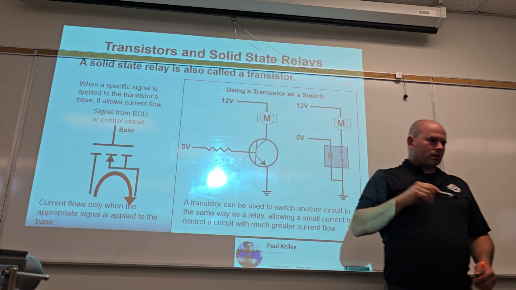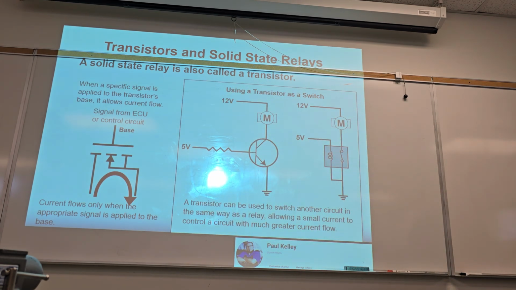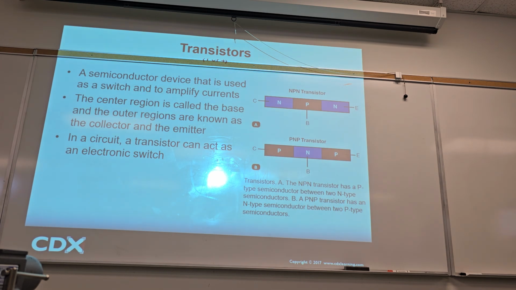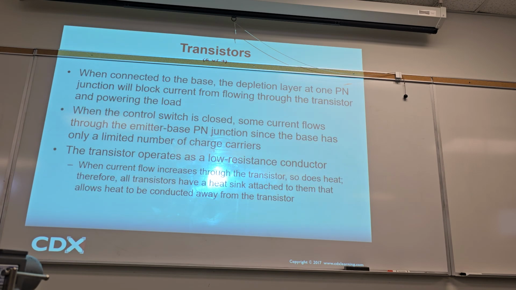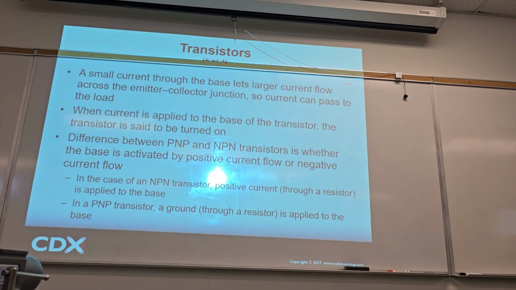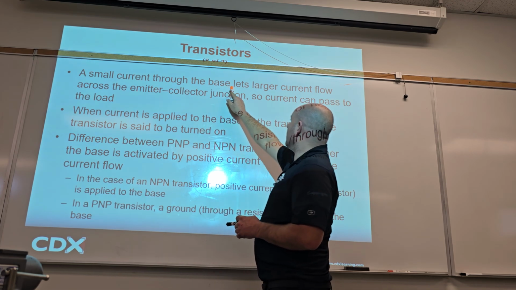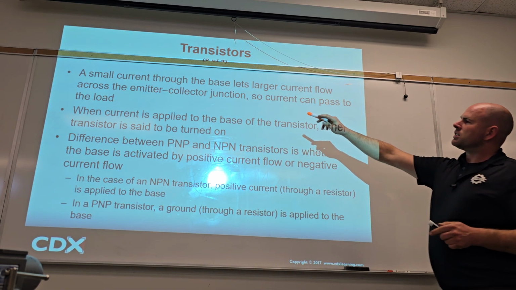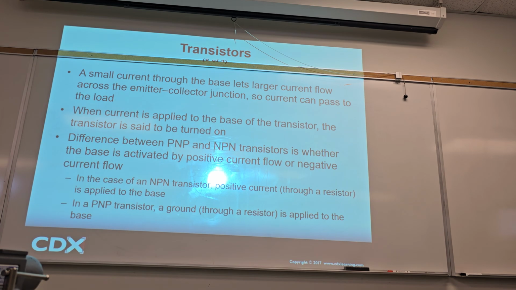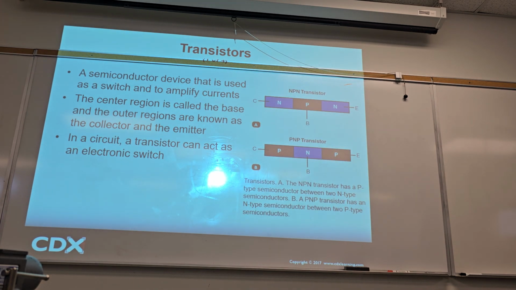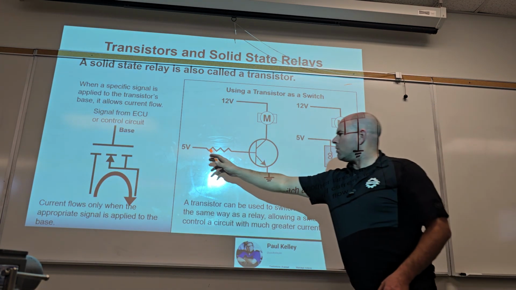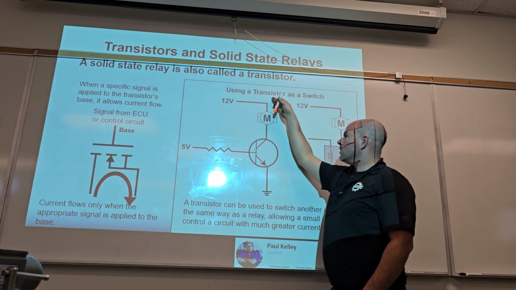I'd say the book and all the books actually tend to get really into this type of thing. I'm not sure why they fixate on it a bit. It's never seemed to add a whole lot of value to me when I'm diagnosing the car. Cool. And then the summary would be a small current through the base. Remember that one? Lets larger current flow across the emitter collector junction. So that means this can be small current to control larger current.